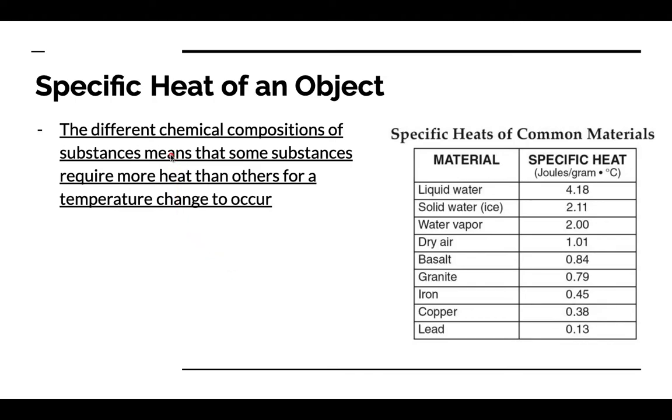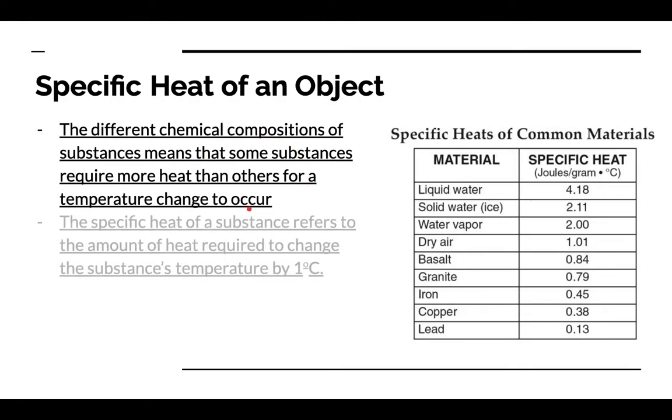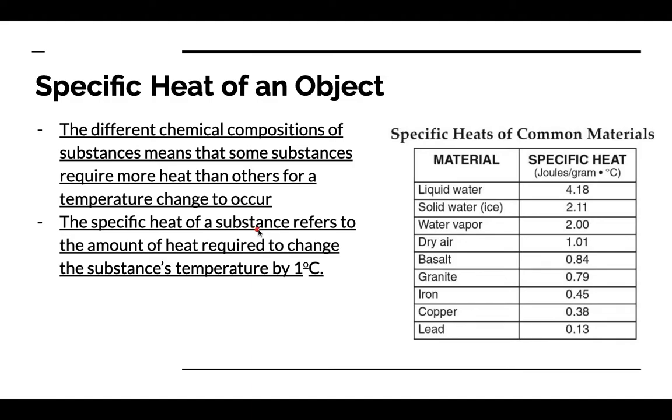So the reason why is that different chemical compositions of substances means that some substances require more heat than others for a temperature change to occur. All right, the specific heat of a substance refers to the amount of heat required to change the substance's temperature by 1 degree Celsius. So the higher amount of specific heat you have, that means there's more heat required to change the substance's temperature, and thus it's more difficult to raise the temperature of that substance.